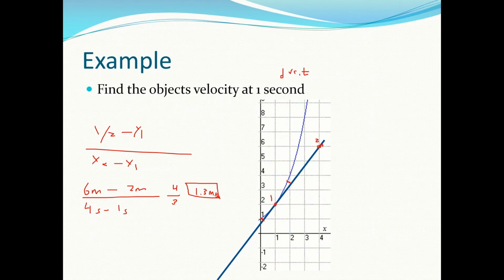If I wanted to find it at 2 seconds, well, I draw on a different tangent line that's steeper, and you'd get a different one. So this only works, this is the instantaneous velocity, because at that instant of 1 second, that's how fast we're going.